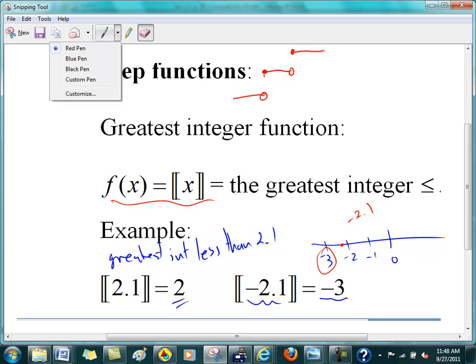Well, yeah. Everybody get the greatest integer function down, okay? You guys know where it is on your graphing calculator? Okay?